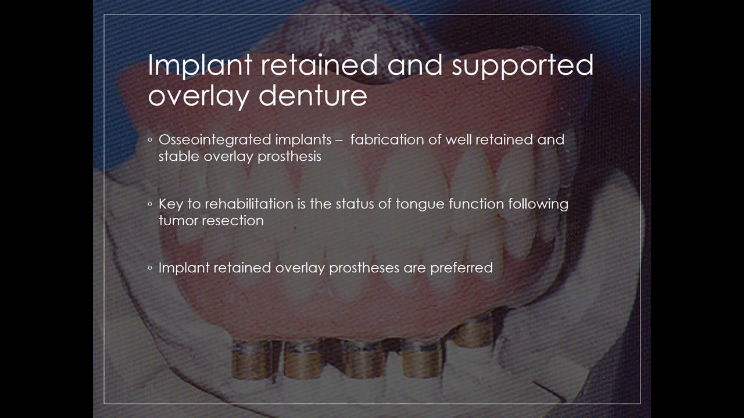Therefore, the key to rehabilitation is the status of the tongue function following tumor resection. So when portions of the tongue are resected because of tumor, all effort should be made to restore its bulk. So if the patient is having a poor tongue function, then he has nothing or very little to gain from an implant retained prosthesis. And also the implant retained overlay prostheses are preferred over fixed prostheses. Let us see the reasons for this.